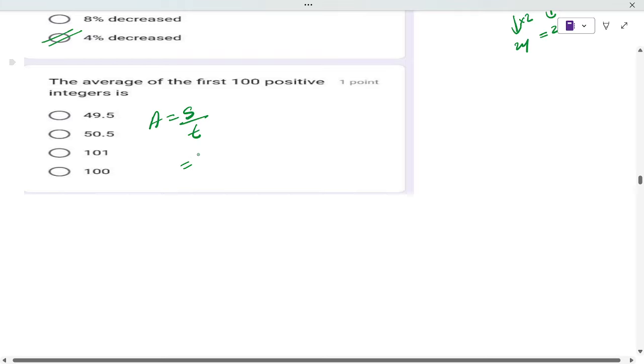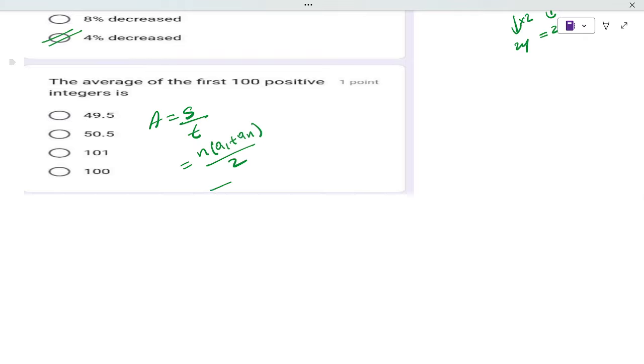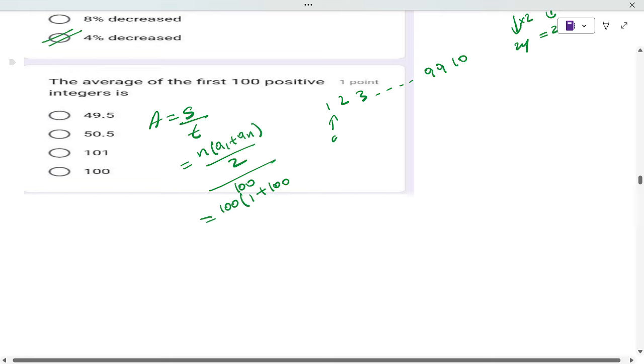The sum will be n times (a1 plus an) divided by 2. That's the sum, divided by the total number of observations. We have 100 numbers, right? So n is 100. a1 is the first number, that means 1, and an is the last number, 100. 1, 2, 3 till 99, 100.